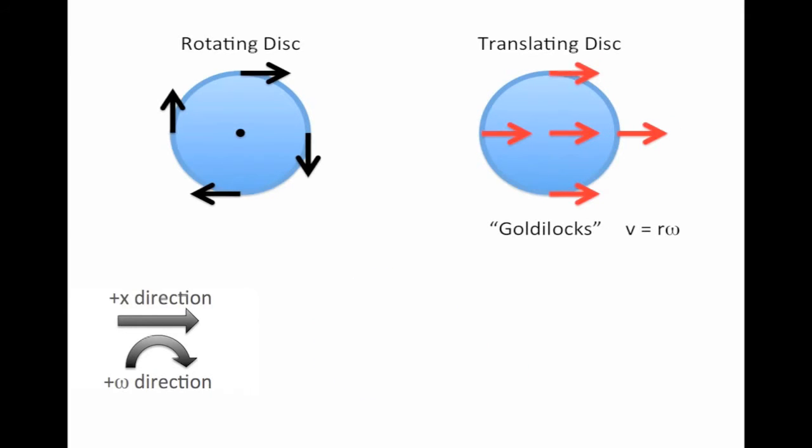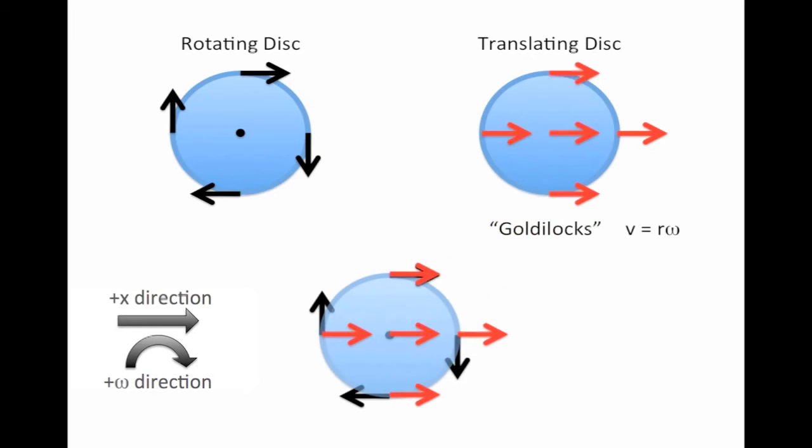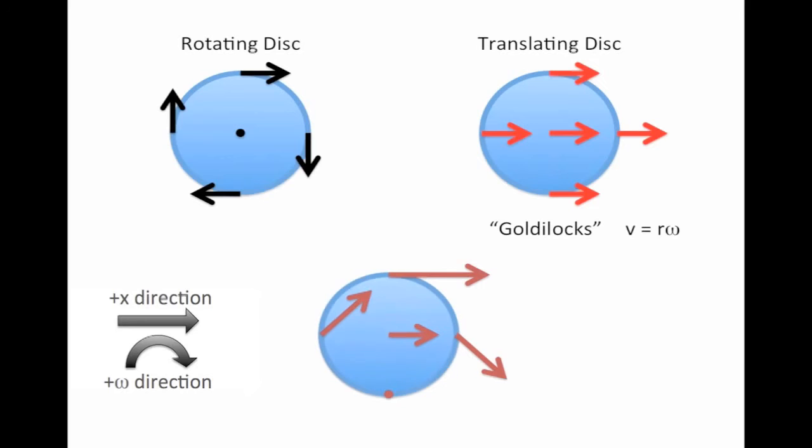If we pick just the right value for the velocity of the disk, so that it's not moving too fast or too slow, where the velocity is exactly equal to the radius of the disk times its angular velocity, we get this result. You can see that while the center of mass of the disk is moving forward, the bottom of the disk isn't moving at all.